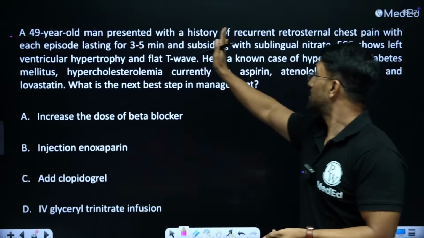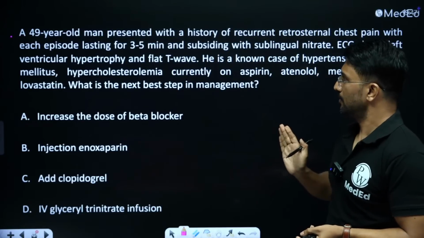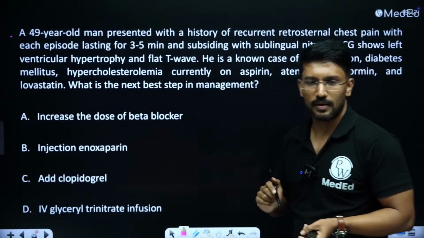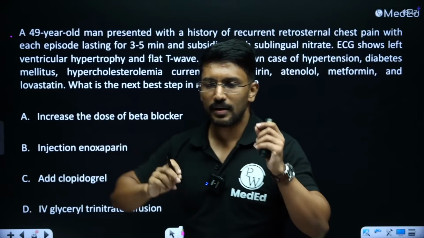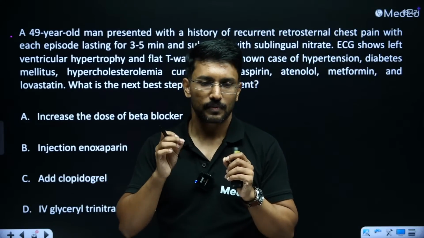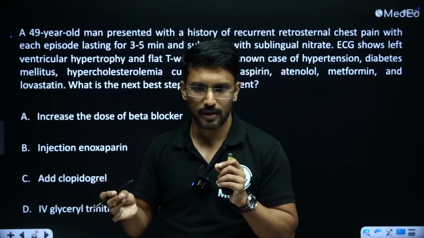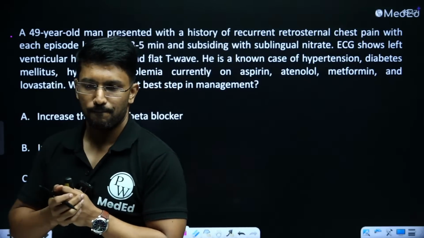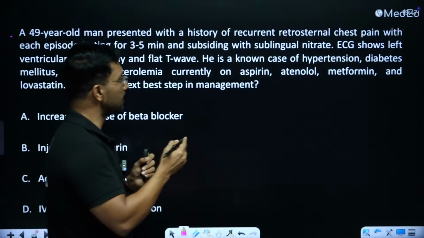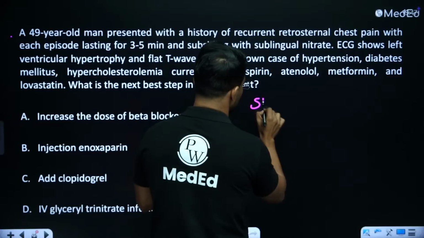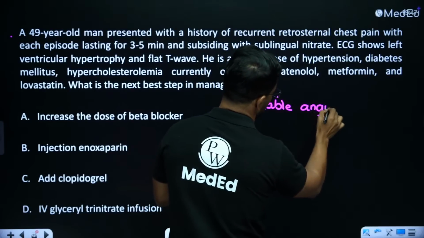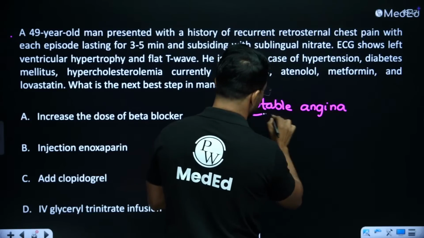A 49-year-old, history of recurrent retrosternal chest pain, each episode lasting for 3 to 5 minutes and subsiding with sublingual nitrate. Am I dealing with stable angina, unstable angina, NSTEMI or STEMI? So how do you define stable angina? Stable angina has certain characteristics. What is it?